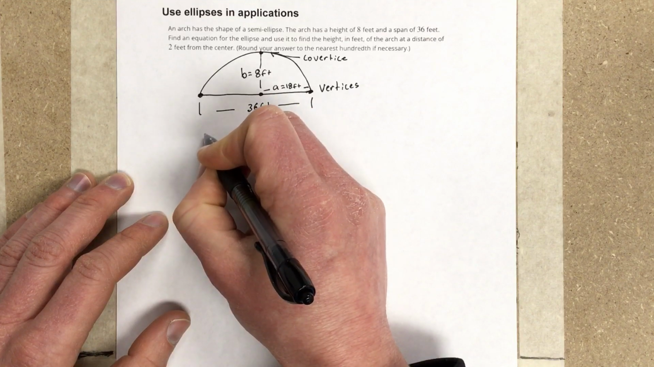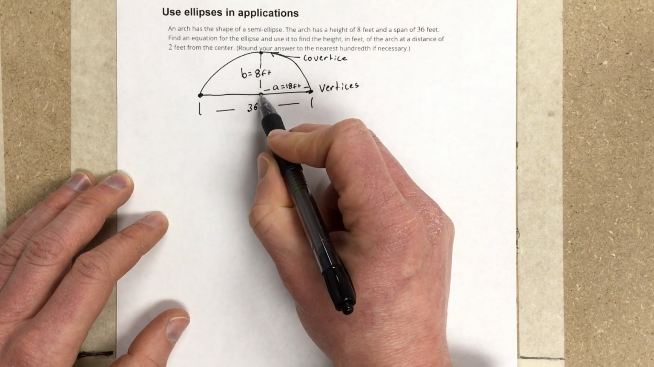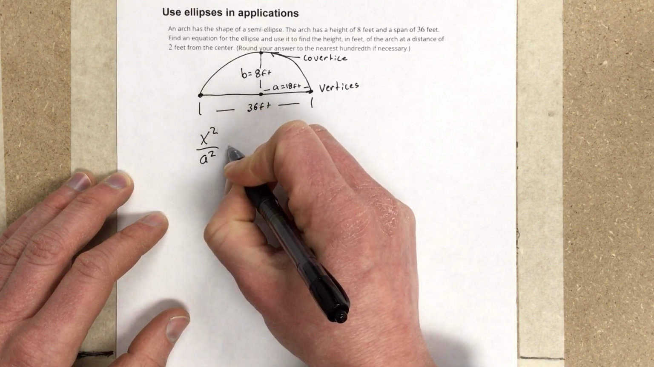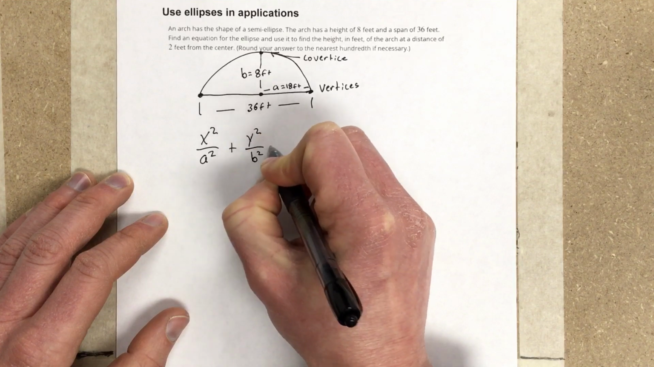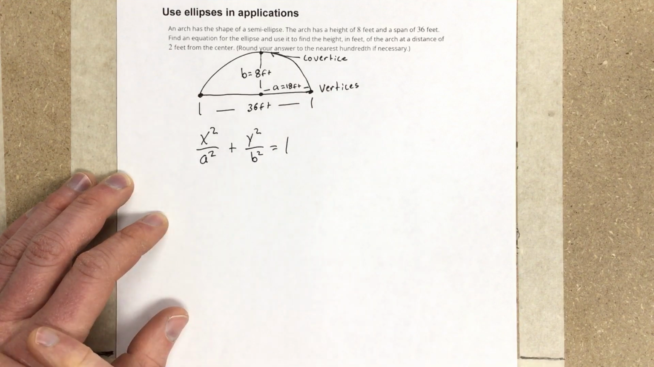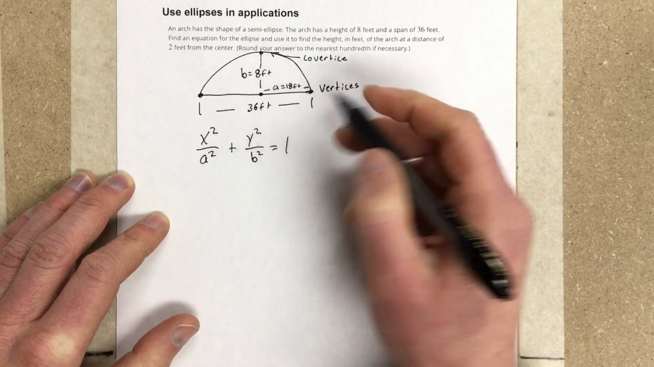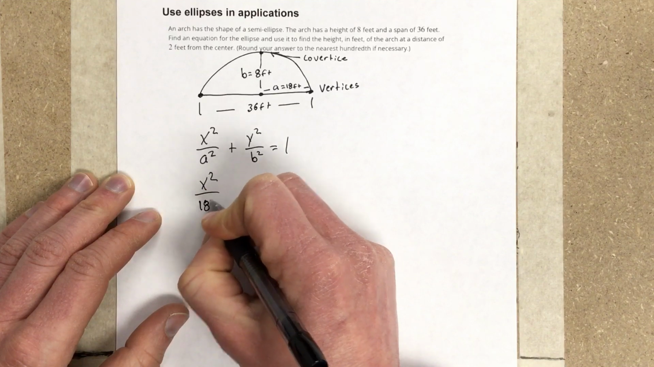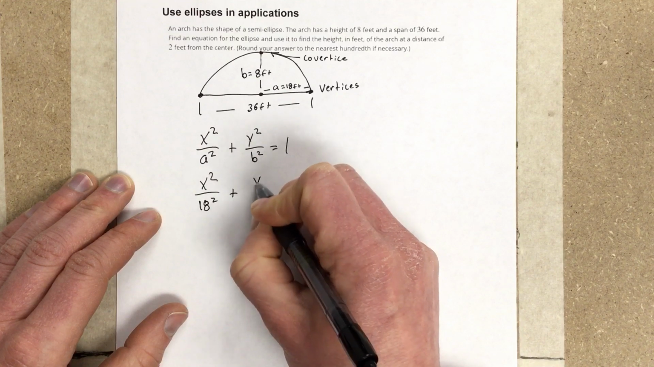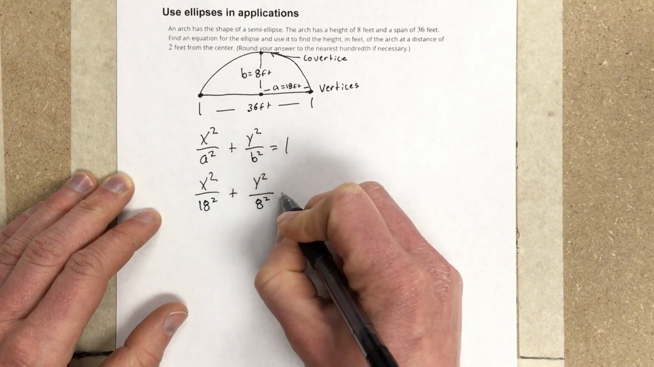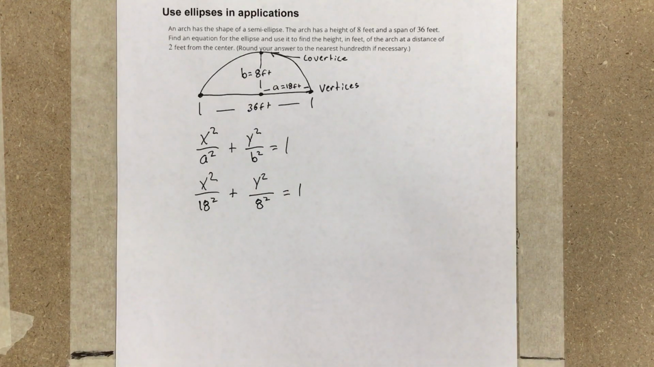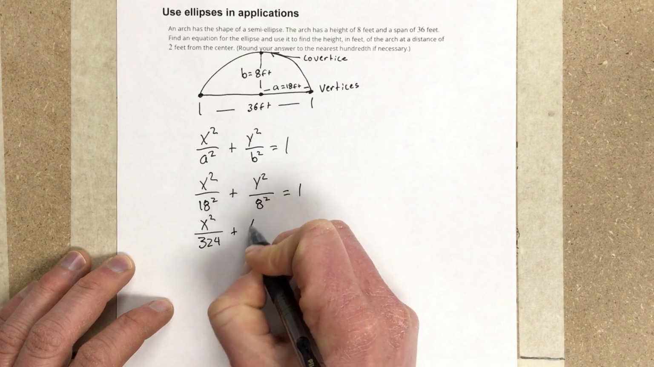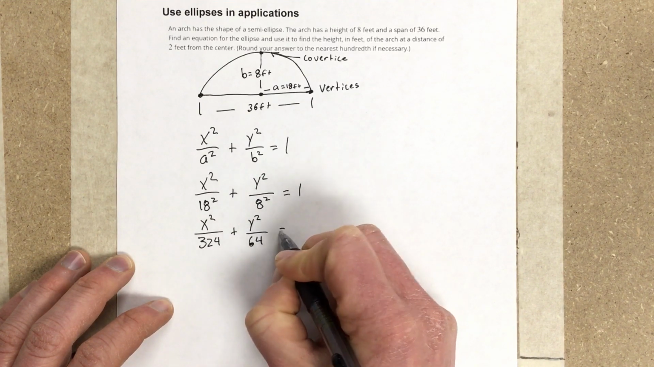So let's go ahead and write our equation. We can just say that this would be x squared over a squared plus y squared over b squared is equal to 1. Our a value is 18, so if I take a to be 18 and plug it in, I end up with x squared over 18 squared plus y squared over 8 squared is equal to 1. If I square 18, I get 324, so I have x squared over 324 plus y squared over 64 is equal to 1.